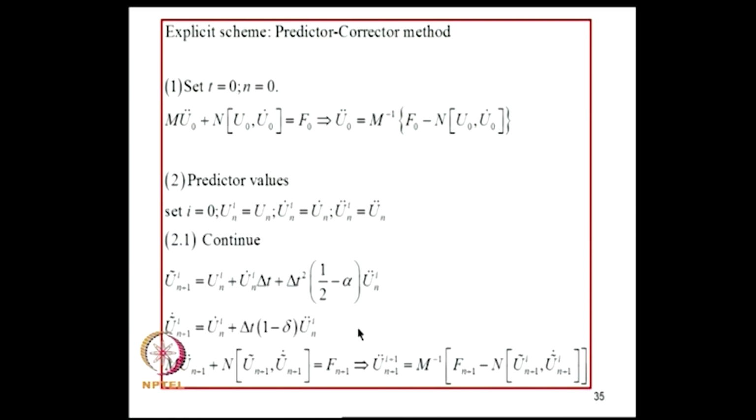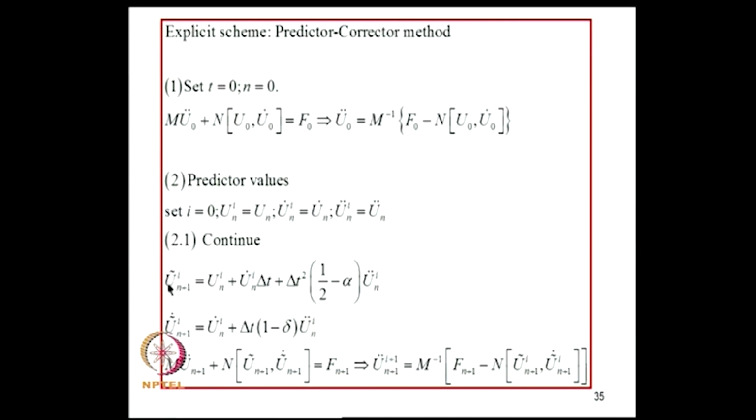So, how does it work? You start with t equal to 0, you have initial displacement and velocity, use the equation of motion, and get the initial acceleration. Then you use predictor values, you set i equal to 0, and u1 of i is u naught, u1 dot of i is u naught dot, and u double dot of i is u double dot naught, when you are at n equal to 0.